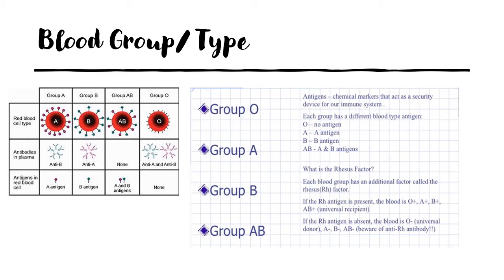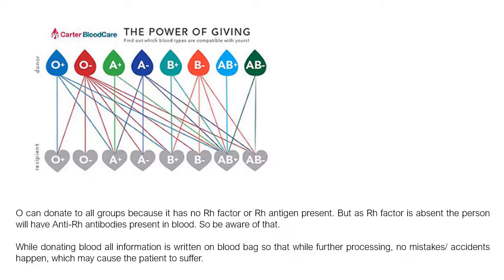Okay, so Rh factor, that is rhesus factor, we had already seen that it can be positive or negative, depending on the presence of the Rh antigen. Okay, so here you can see which donor can donate blood to which recipients.